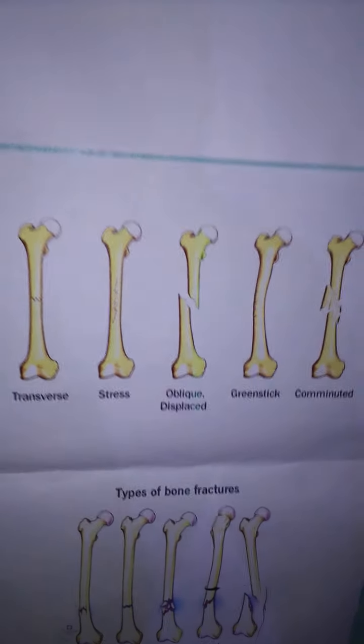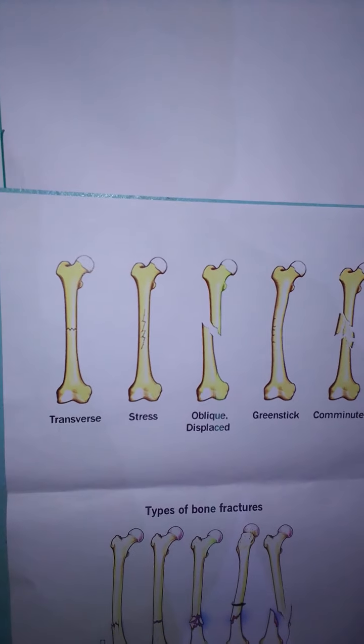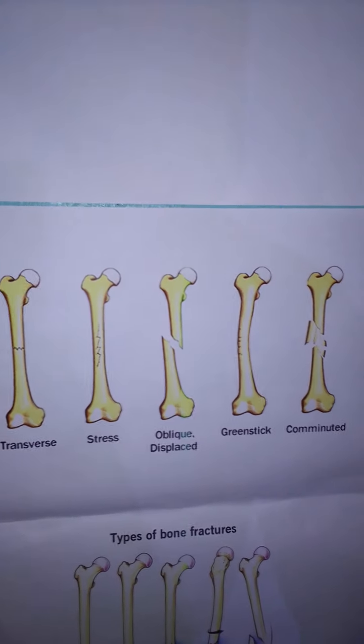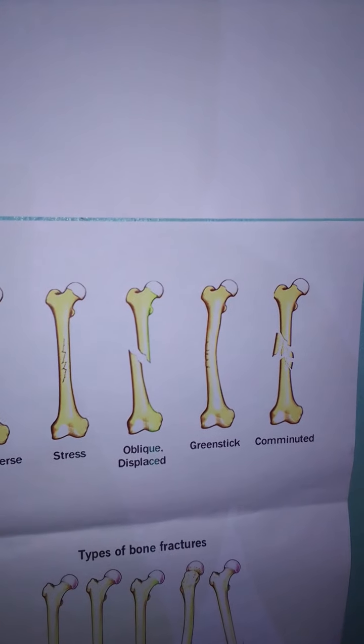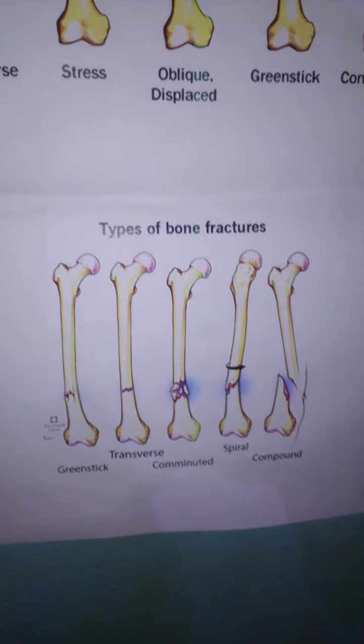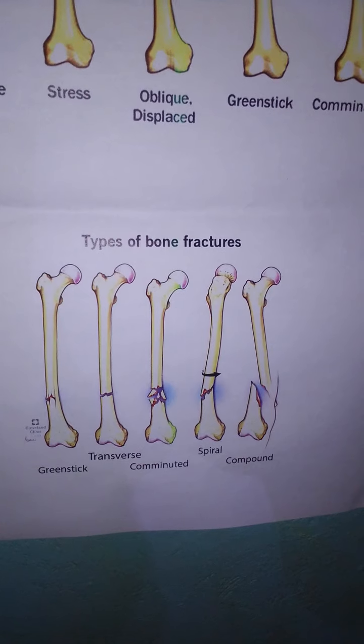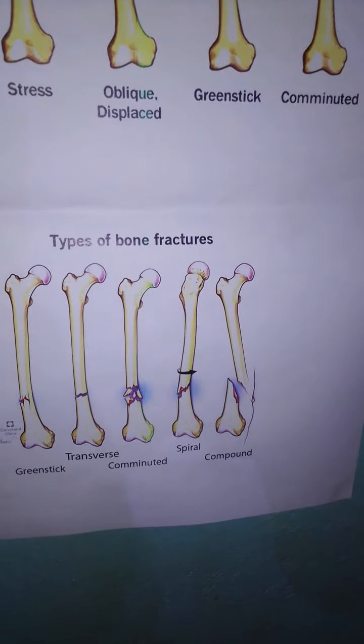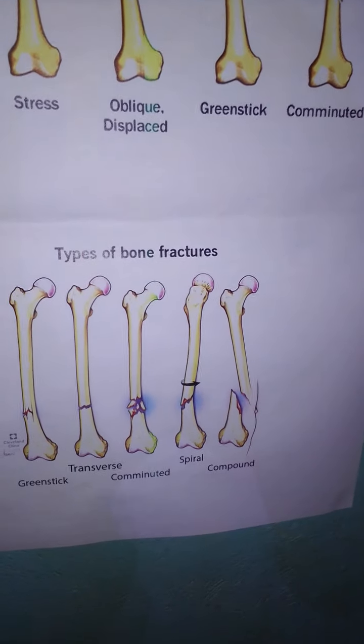So these are the diagrams of the fractures. There's a transverse fracture, a stress fracture, an oblique fracture, a greenstick fracture, and a comminuted fracture. These are also types of fractures: greenstick fracture, transverse fracture, comminuted fracture, spiral fracture, and also a compound fracture.